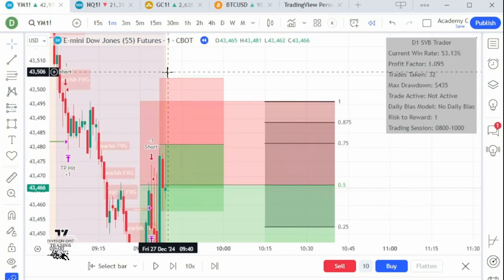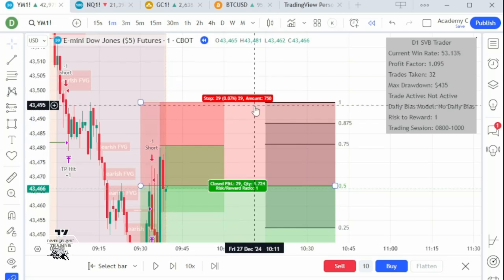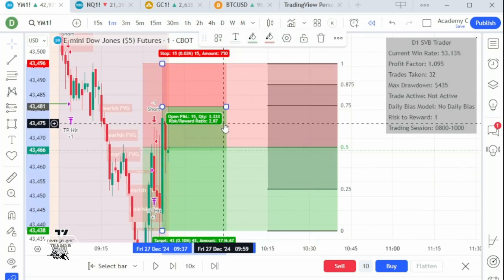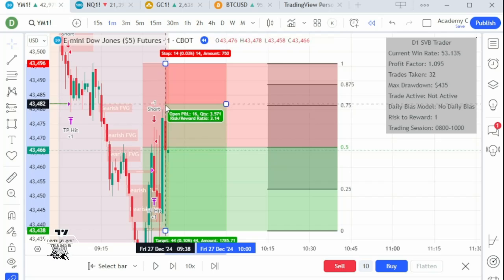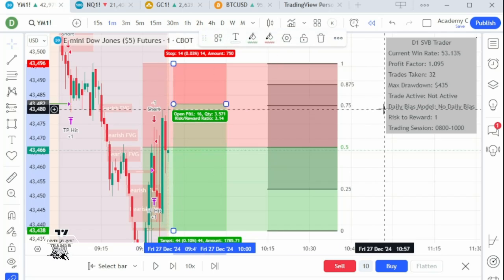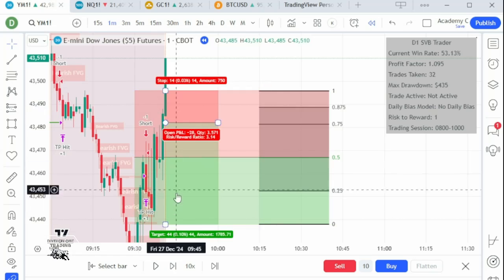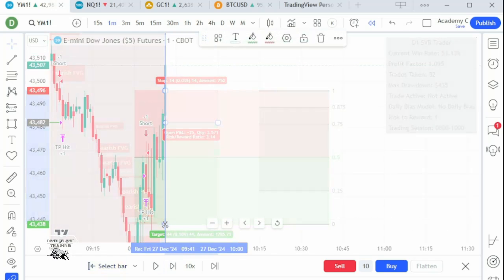So it might have even already got us in short. I don't think it would have. But look, that's almost a 3-to-1. Just lining it up right at 0.75. I'll do one tick above because it's getting a little tight on the 1 minute. Okay, so that one, and I want you to see it because it happened fast.